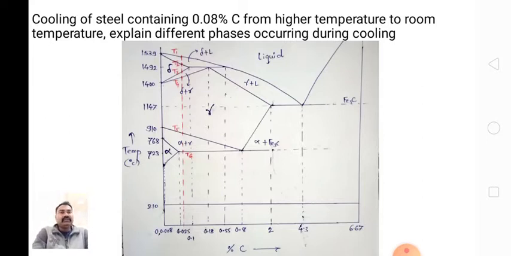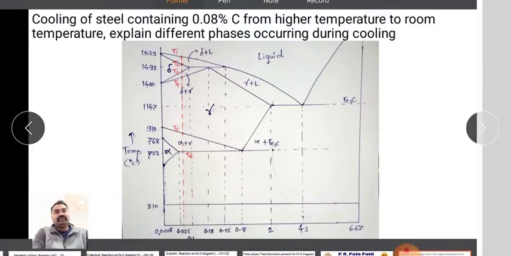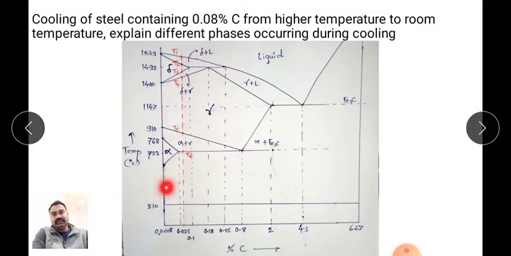Now how will we understand what different phases will occur during the solidification of that steel? That will be explained by using the iron-carbon equilibrium diagram shown on your screen. On the x-axis we will have to observe the scale, from the origin, that is 0.0% carbon. The point nearer to the origin represents 0.08% carbon.